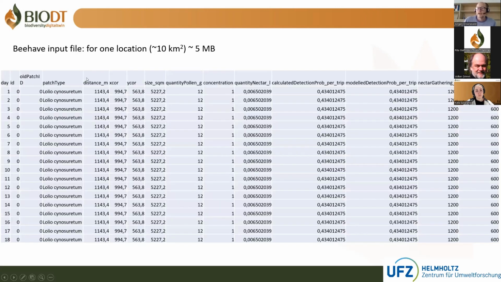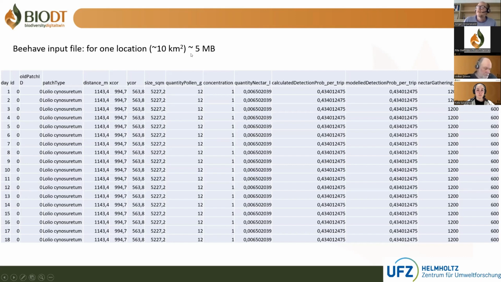So what the model then actually reads in is such an input file. Because time is now progressing, I will not go into detail here, but this input file that the model and the prototype needs is structured so that the information is given for each floral patch that contains resources, and for each day it's specified what amount of nectar and what amount of pollen is available, and the distance between the colony and its patch.